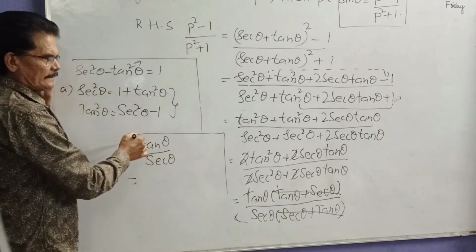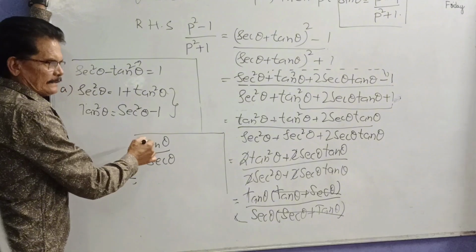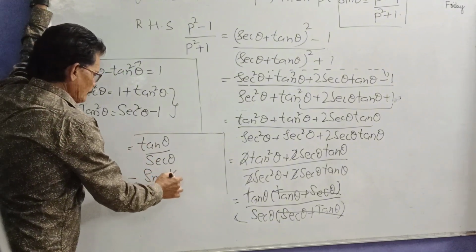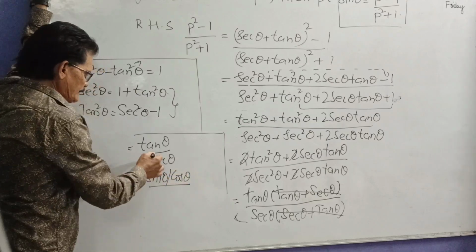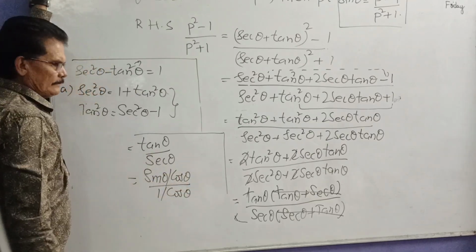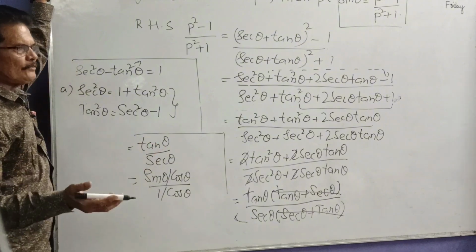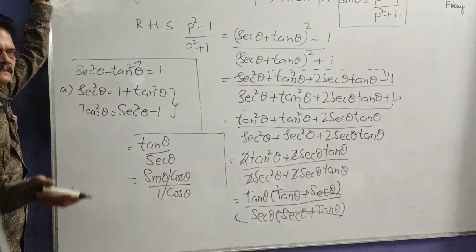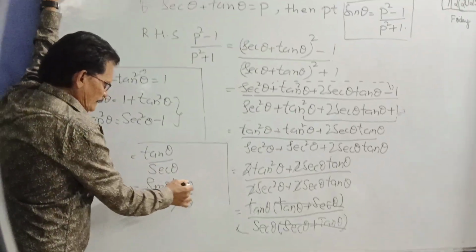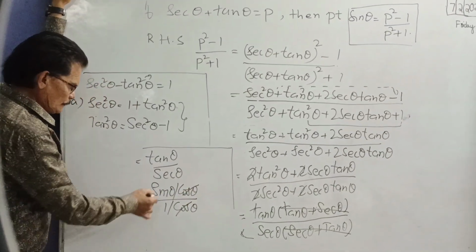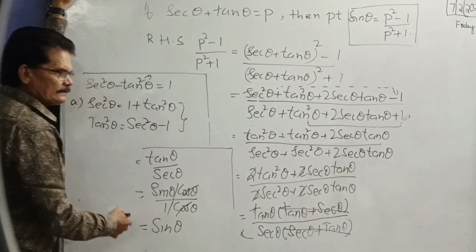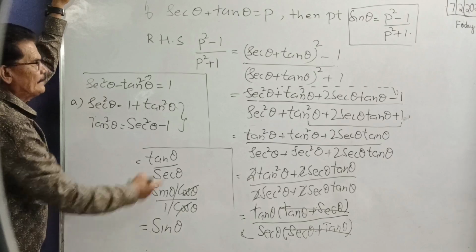Now you know that tan theta is sin theta by cos theta, whole by sec theta is 1 by cos theta. Sec is inverse of cos and cos is inverse of sec. So sec becomes 1 by cos. Cos cancel. So you are remaining with sin theta by 1, which is nothing but sin theta.